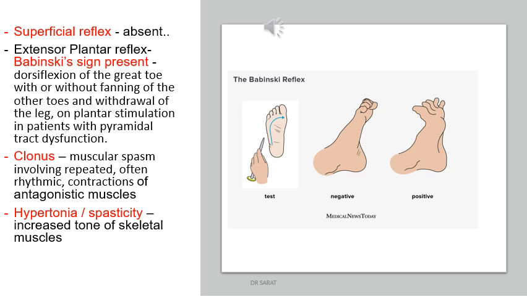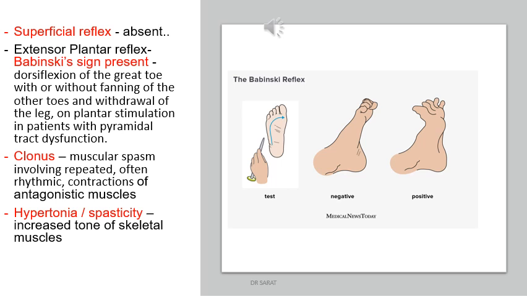The next sign is clonus. Clonus is a muscular spasm. It is repeated and rhythmic contractions of muscles, especially the antagonistic muscles. Antagonistic muscles means the muscles of the opposite side, that means agonist and antagonist. So when we are putting the agonist muscle into action, the antagonistic muscles will get rhythmic contractions. That is called clonus.